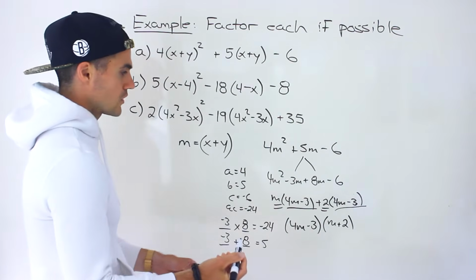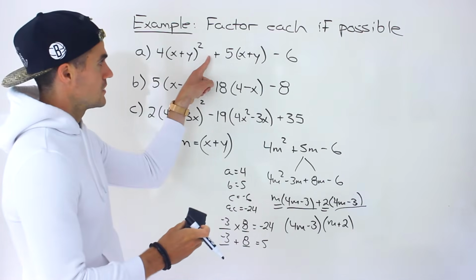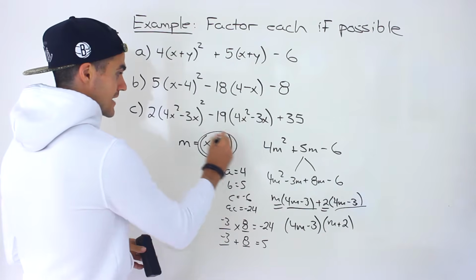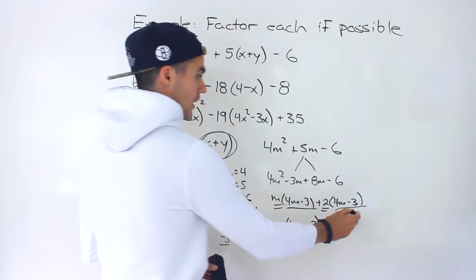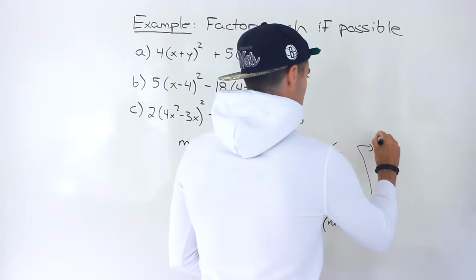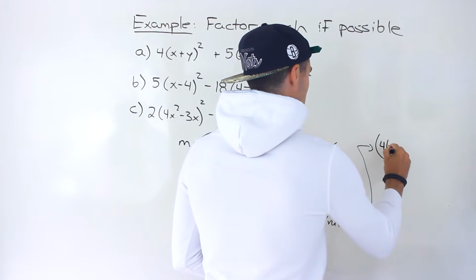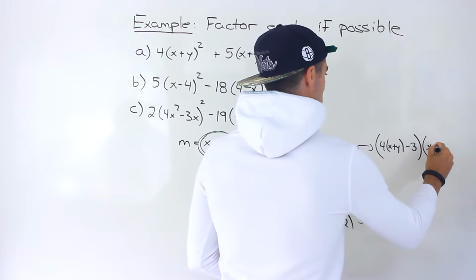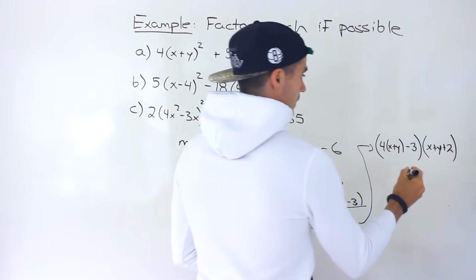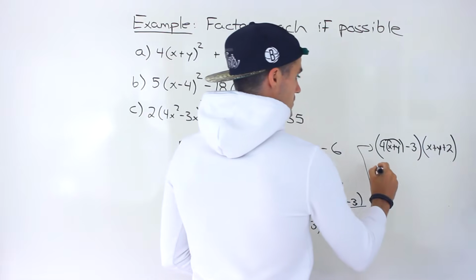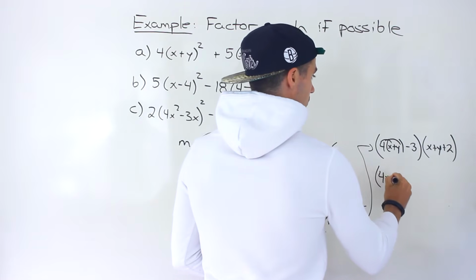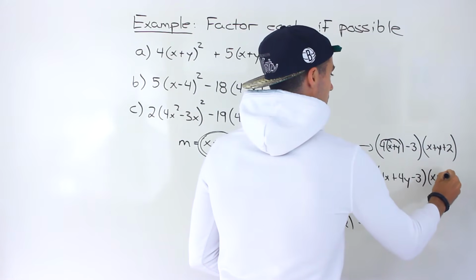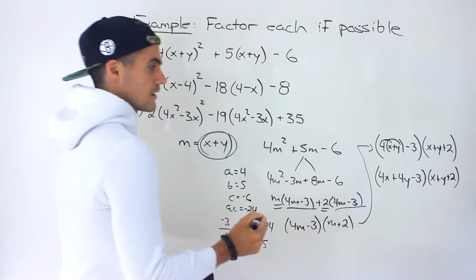However, notice that the original expression is not in terms of m, it's in terms of x plus y. So now we've got to bring back this x plus y and plug it in for m. Rewriting these brackets, we end up with 4 bracket x plus y minus 3, and then x plus y plus 2. Then we can distribute this and simplify it, and we end up with that right there.